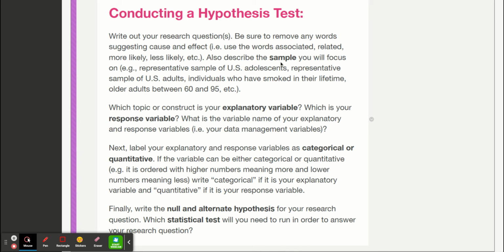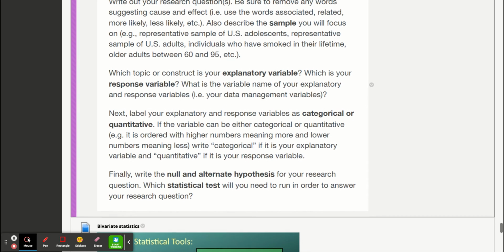Also, describe the sample you will focus on. With the Add Health Wave 4 data that we're using, we're looking at a representative sample of young adults in the U.S. ages 24 to 32 years old.